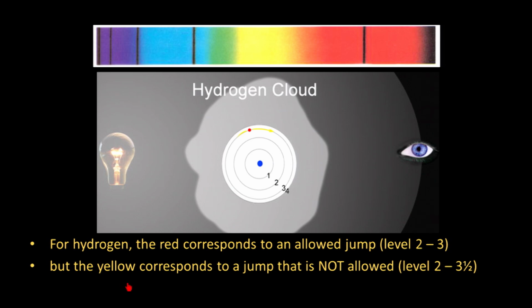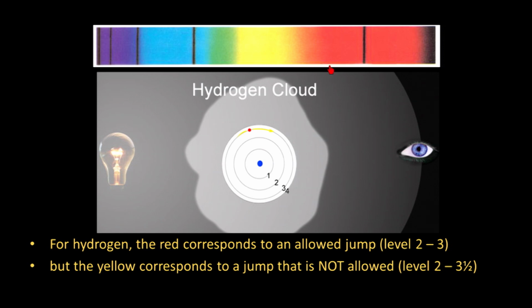However, the yellow that we saw on the previous slide, the yellow that was ignored by the atom, is yellow that corresponds to a jump that is not allowed. The color yellow is trying to make the electron jump from level 2 to level 3.5. But there is no level 3.5, it's not allowed, so the electron is not going to do what it's not allowed to do. So the yellow gets ignored, and of course if the yellow gets ignored, it makes it through the cloud, and you get to see yellow.